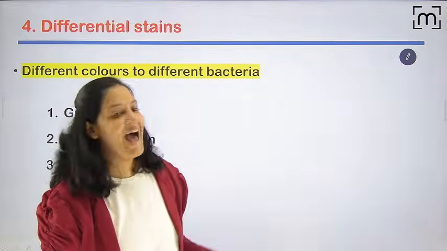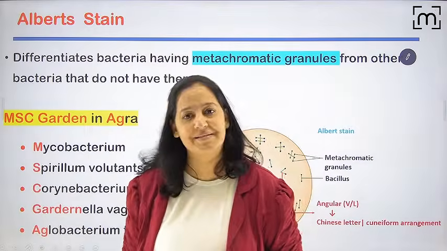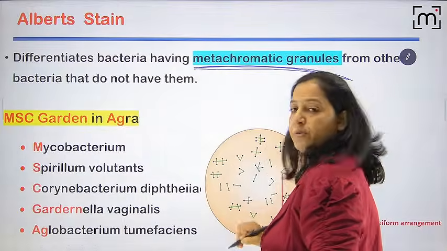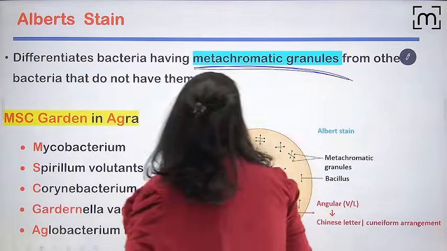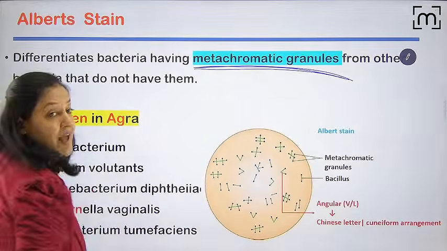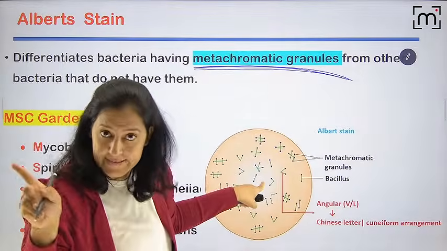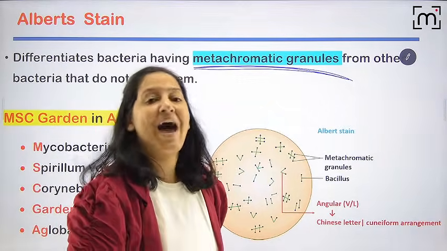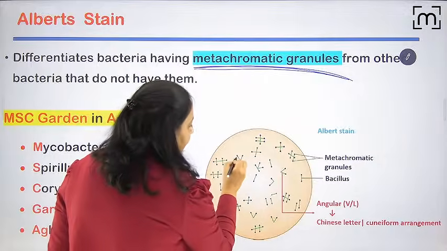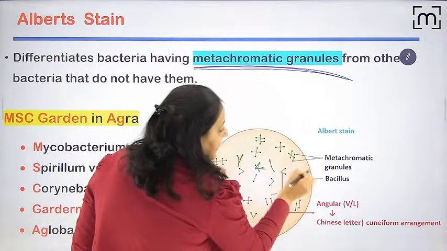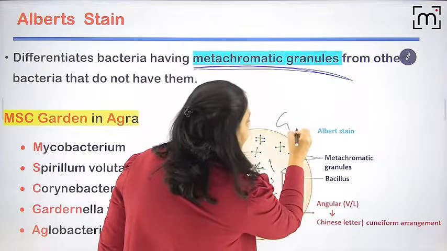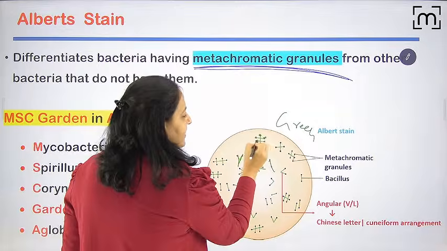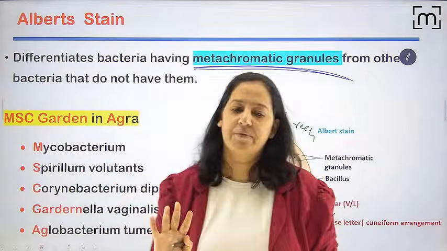Got it? So let's start the Albert stain, the third and the last stain. I already told you the principle. The principle is metachromatic granules. There are only 5 bacteria. And see the diagram. Appreciate the color. It's not violet. It's not blue. It's not red. It's green. So Albert positive are green in color. Appreciate the green color. The bacteria are green in color, and appreciate the metachromatic granules are blue in color. The granules are blue in color, but the bacteria is green in color.